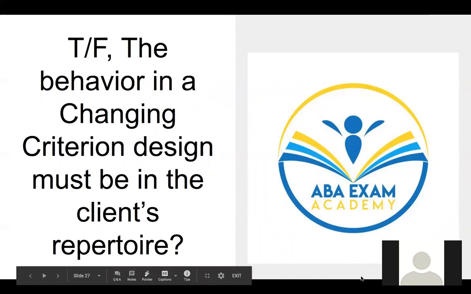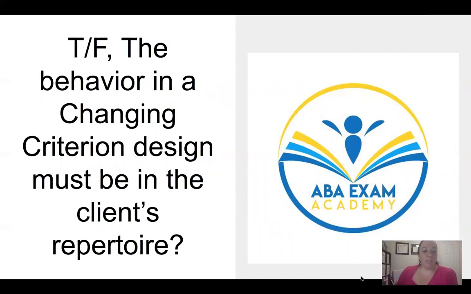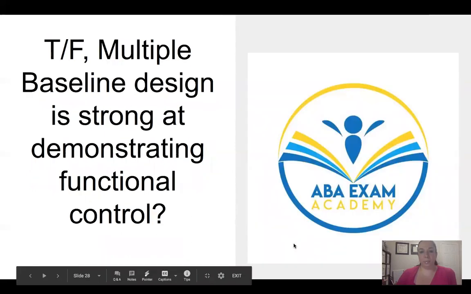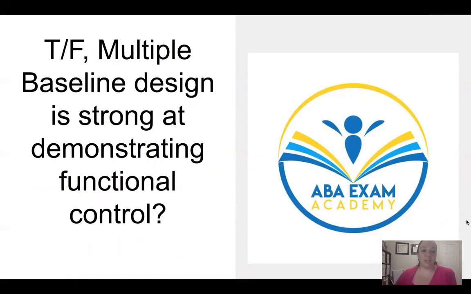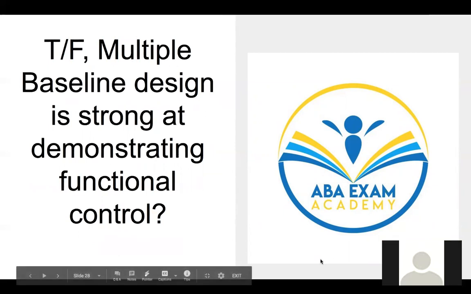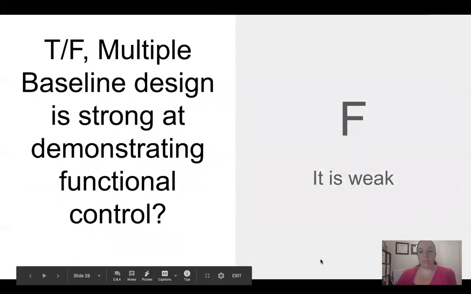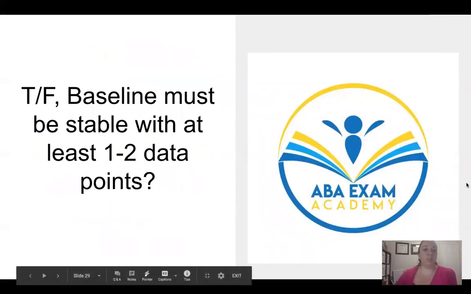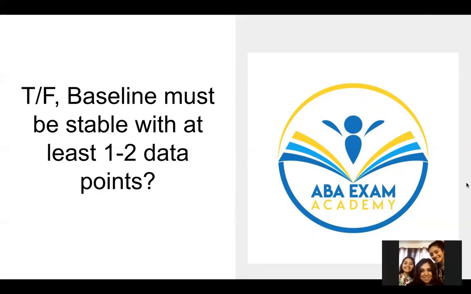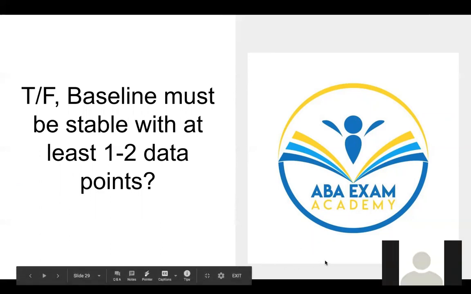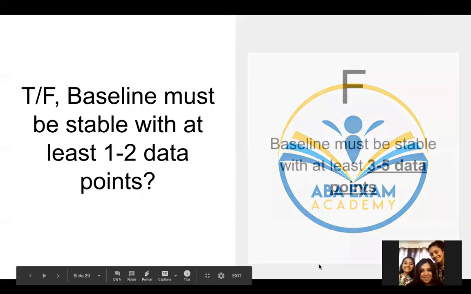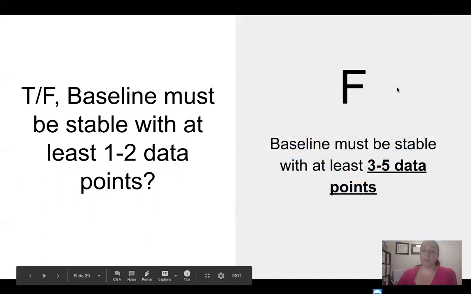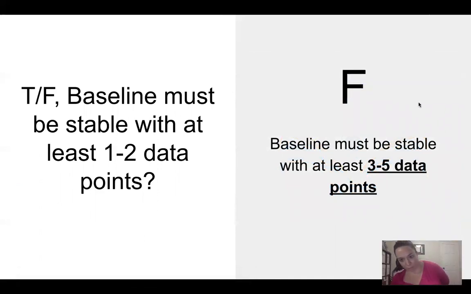True, false. The behavior in a changing criterion design must be in the client's repertoire. True. Multiple baseline design is strong at demonstrating functional relation. False, it is weak. True, false. Baseline must be stable with at least 1 to 2 data points. False, it's a minimum of 3, but 3 to 5 is recommended. So baseline must be stable with at least 3 to 5 data points.